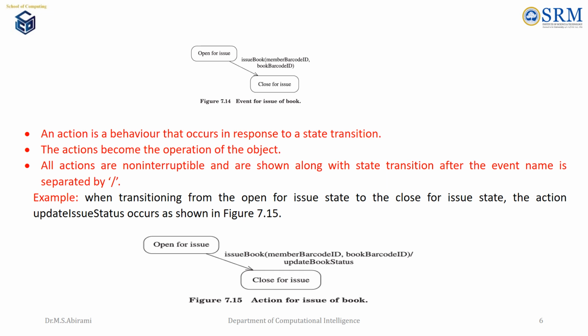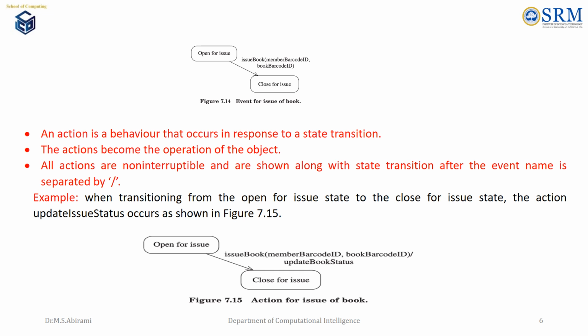An action is a behavior that occurs in response to a state transition. The actions become the operations of the object. All actions are non-interruptible and are shown along with a state transition after the event name, separated by a slash. For example, when transitioning from the open for issue state to the closed for issue state, the action update issue state occurs, as shown in figure 7.15.